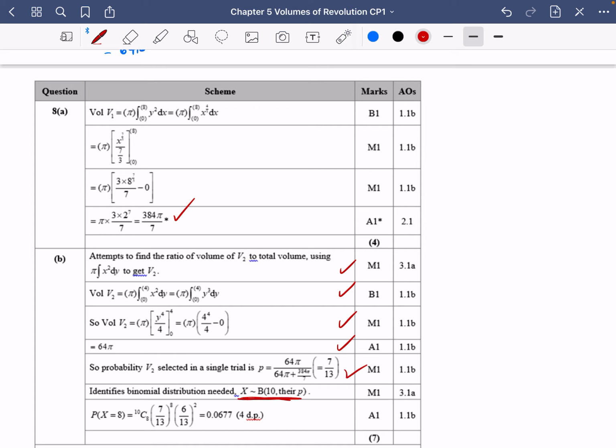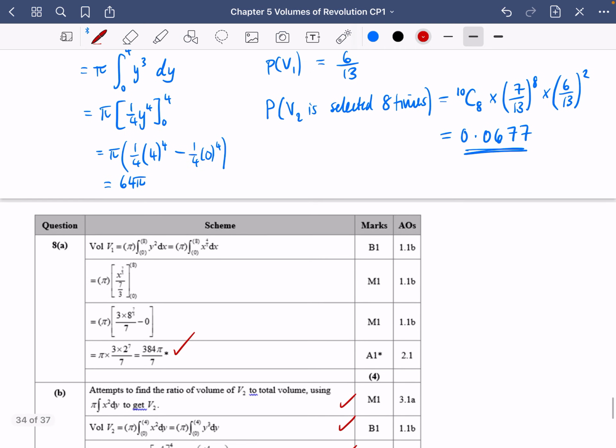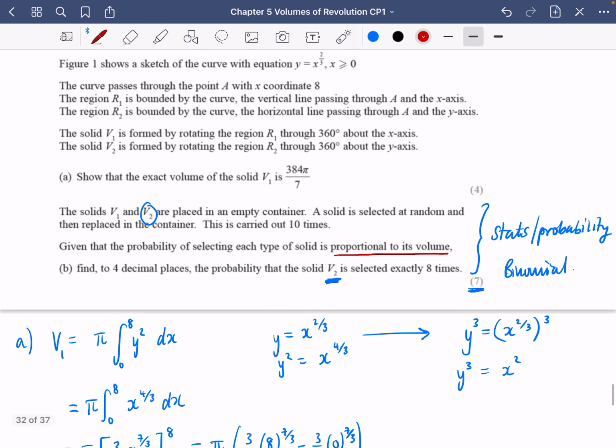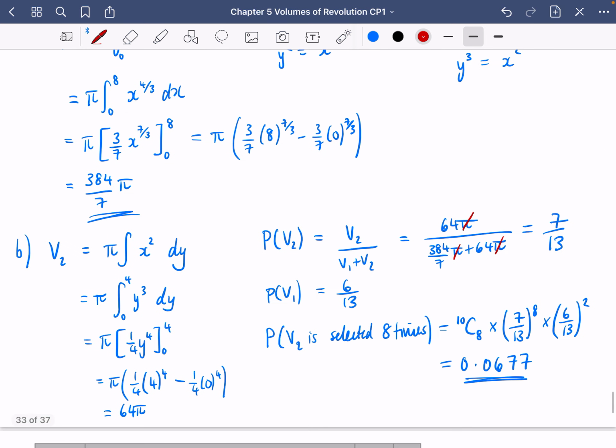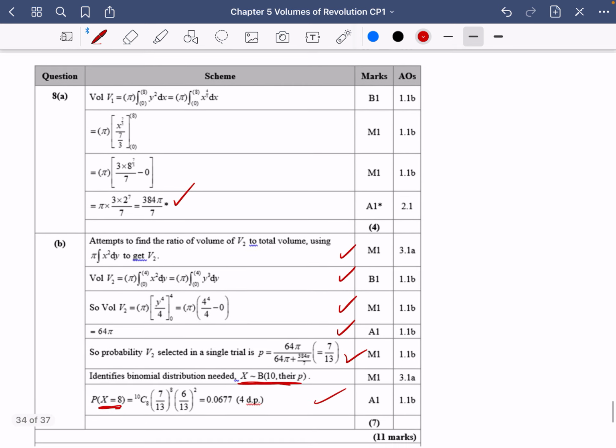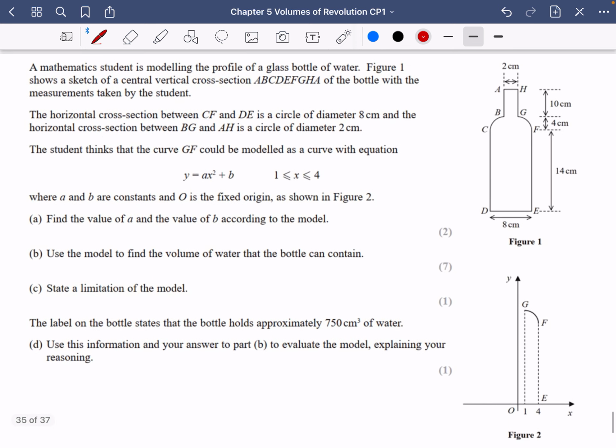We didn't say that this needed to be binomial. That's kind of implied by what we did there. But you could have done it in this way if you wanted it to. I just did it with words rather than like this, and then 0.0677 to 4 decimal places. So a bit of a weird question, but don't let it put you off. Just find the volume of both of those things, and you've already got 8 out of the 11 marks. So there's only 3 marks for that probability bit at the end.